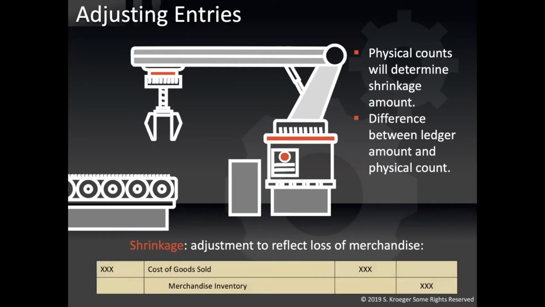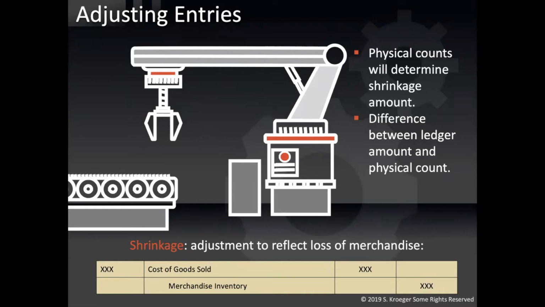The journal entry is a debit to cost of goods sold and a credit to merchandise inventory. We debit cost of goods sold because we are expensing the inventory that is gone. We credit merchandise inventory to remove the missing inventory from the inventory account. The amount journalized will be for the amount that is missing or damaged.